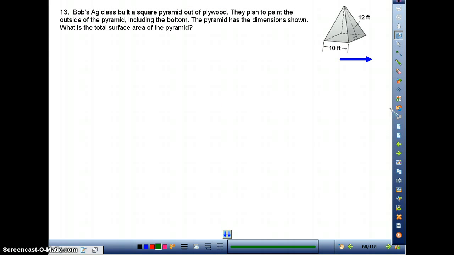13, Bob's ag class built a square pyramid out of plywood. They plan to paint the outside of the pyramid, including the bottom. The pyramid has the dimensions shown. What is the total surface area of the pyramid? All right, first of all, name the shape. It's a rectangular pyramid. I'm going to go to my formula chart and find a formula.